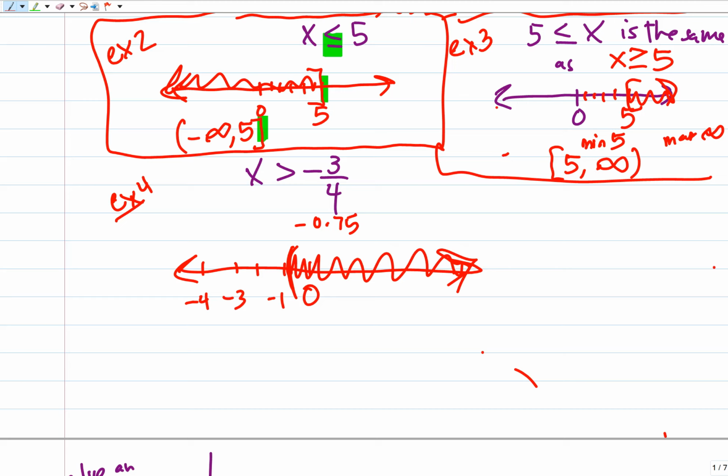What is our minimum this time? Negative. Yep, with what symbol? And then the max you said was to the right forever, or positive infinity, with what symbol? This time they're both parentheses. Any questions on that before we continue, before I jump ahead to the next example? Okay? All right, let's keep going.